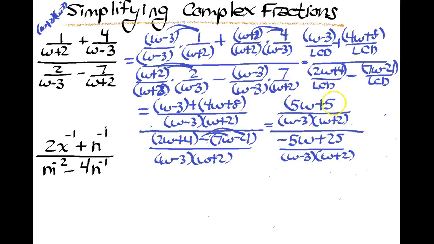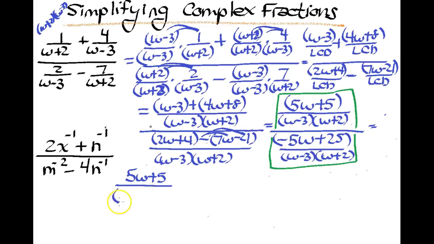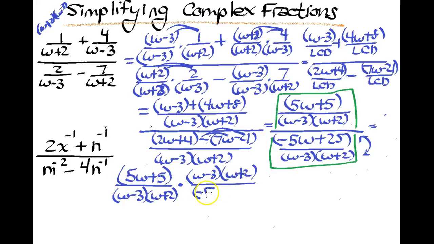Okay, so now let's put our parentheses in the numerators. And we have one fraction in our numerator and one fraction in our denominator. So now we can change division into multiplication. So we have 5w plus 5 over w minus 3, w plus 2, and we're going to multiply by the reciprocal of our denominator. So we have w minus 3, w plus 2 over, with parentheses, negative 5w plus 25.